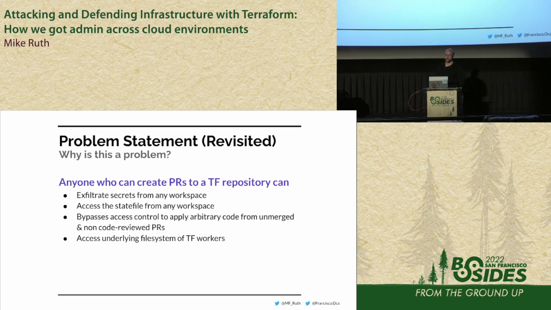Okay, so let's revisit the problem statement. If anyone in your organization can draft PRs against your Terraform repository, that means that they can exfiltrate secrets from any workspace. They can access the state file from any workspace. They can bypass all of this access control that we have in place, right, through unmerged, non-code reviewed PRs. And perhaps more important to some, get access to the underlying file system of your compute for your TF workers.